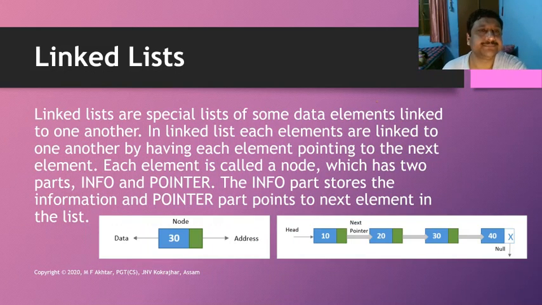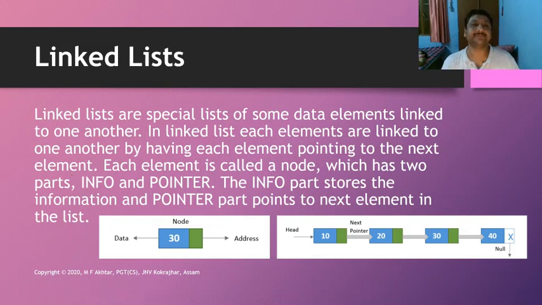Linked list. It is also a type of list, but it is known as linked list. Linked lists are a special list of some data elements linked to one another. In a linked list, each element is linked to one another by having each element pointing to the next element.